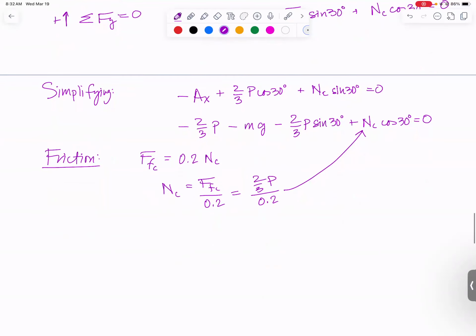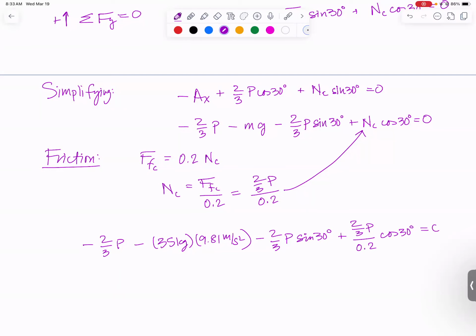It looks like this. We've got minus 2/3 P minus 35 kilograms times 9.81 meters per second squared, minus 2/3 P sine 30 plus 2/3 P divided by 0.2 times the cosine of 30 degrees equals 0. Solving, we get P, and P comes out to be 182 newtons.